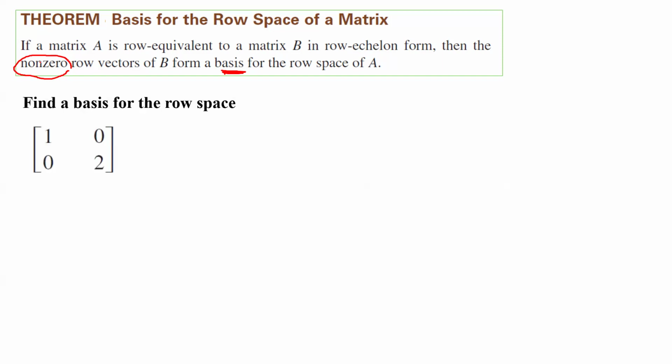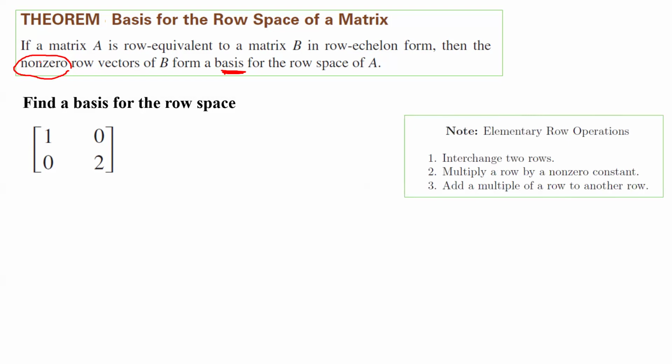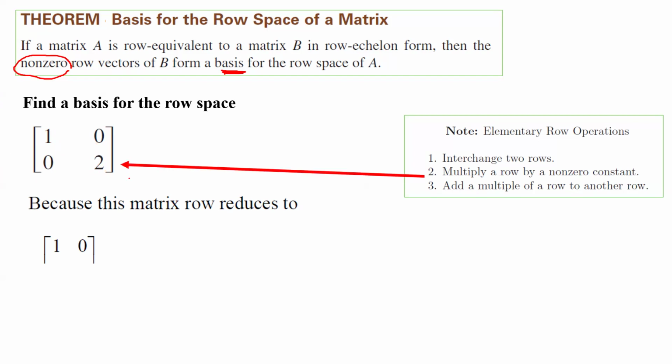Find the basis for the row space of this 2 by 2 matrix. Okay, a 2 by 2 matrix. It doesn't seem that difficult. Here, I'm going to apply elementary row operations and write this matrix in row echelon form. This matrix can be reduced to 1, 0. The pivot is 1, so we're not going to change this. We're going to copy down the first row. But here, you have a 2. You have to multiply the second row by a half, or divide the second row by 2. It becomes 0 and 1.